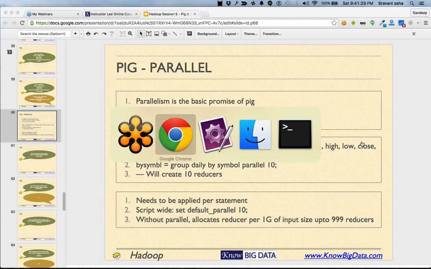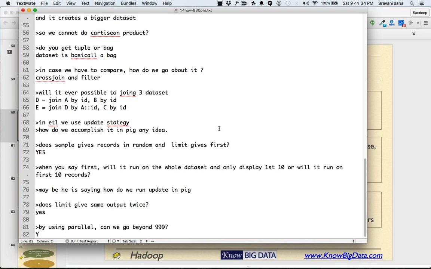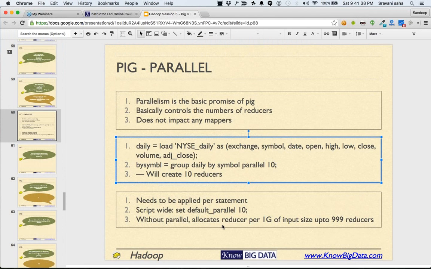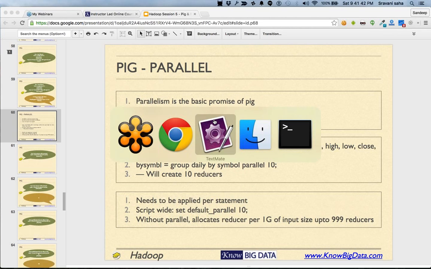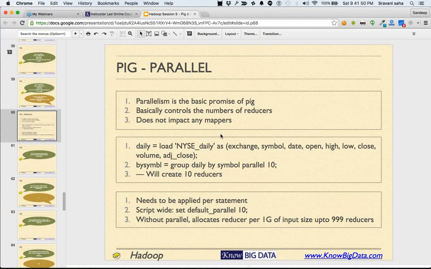Now, Veena's question is, by using the PARALLEL keyword, can we go beyond 999? Yes, we can go beyond 999. Because when you specify the PARALLEL keyword, the strategy of reducer decision is stopped. That internal decision making is what was limiting the number of reducers to 999. Now, when you specify the number of reducers yourself, it believes that you are on your own and you know what you're doing.